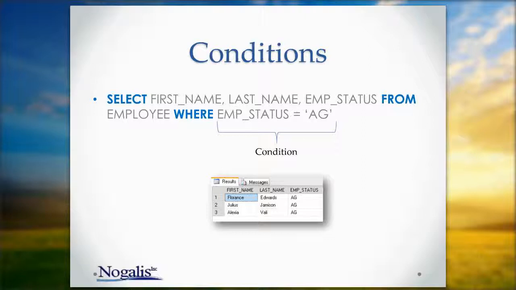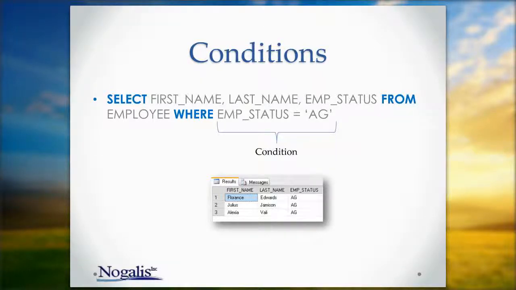The first part of this is relatively exactly the same as before. It's a bunch of fields from the table employee. And now I've given it another keyword, another SQL command really, called where. That allows me to create a condition where employee status equals AG. So then it only returns those records that have the status AG. You can think of this as a way to filter the result set that you would normally get.